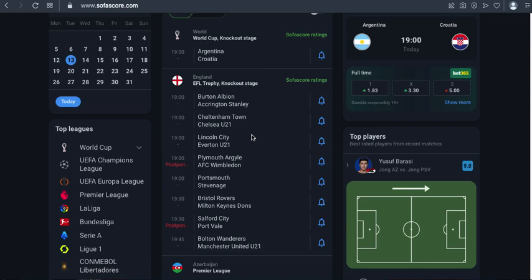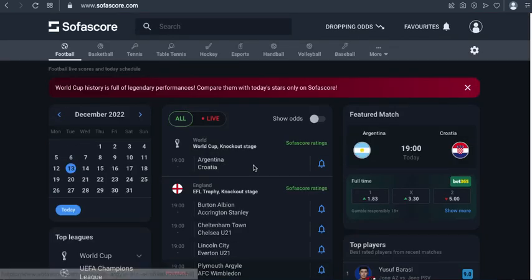But you have to get things clear, because you have to use your mind, your strategy, your senses to come together and put together some strategies with the help of SOFASCORE. So without wasting much time, let's get down to business.